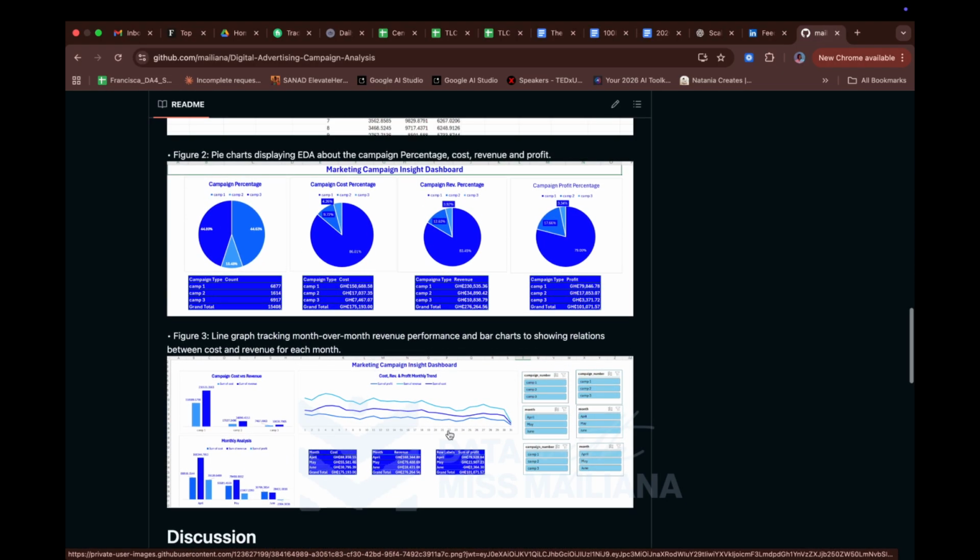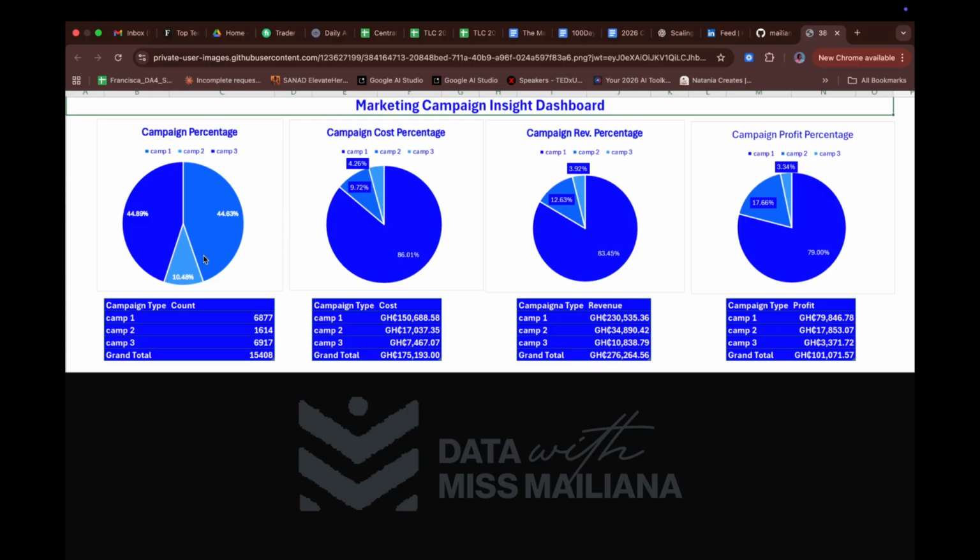Yes, I think this is it. Right. So you can see that my pie chart has how many categories? Just three categories. The lighter one is camp 2, the deeper one is camp 3, and the medium one is camp 1. So you can see that the highest is camp 3, which is the deeper one, right?